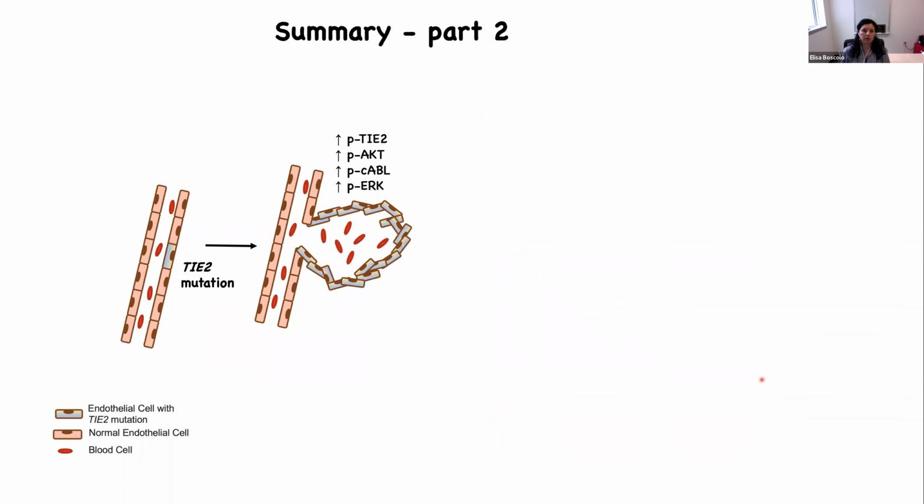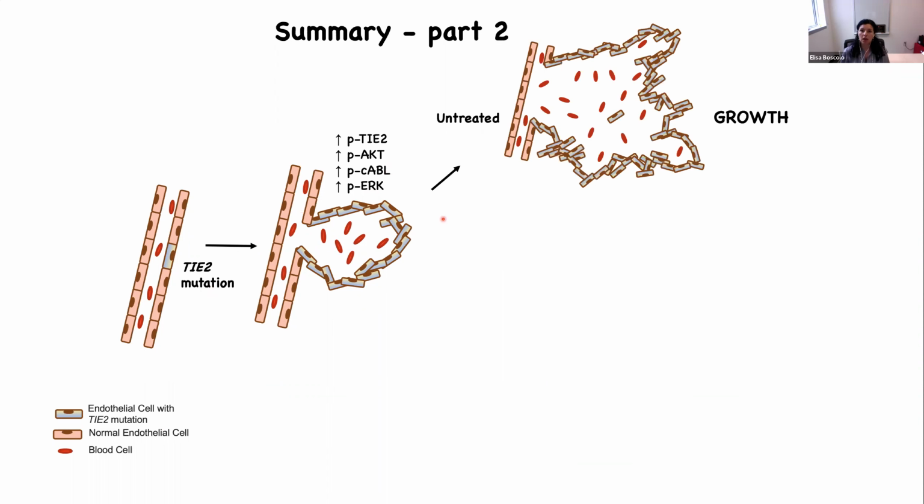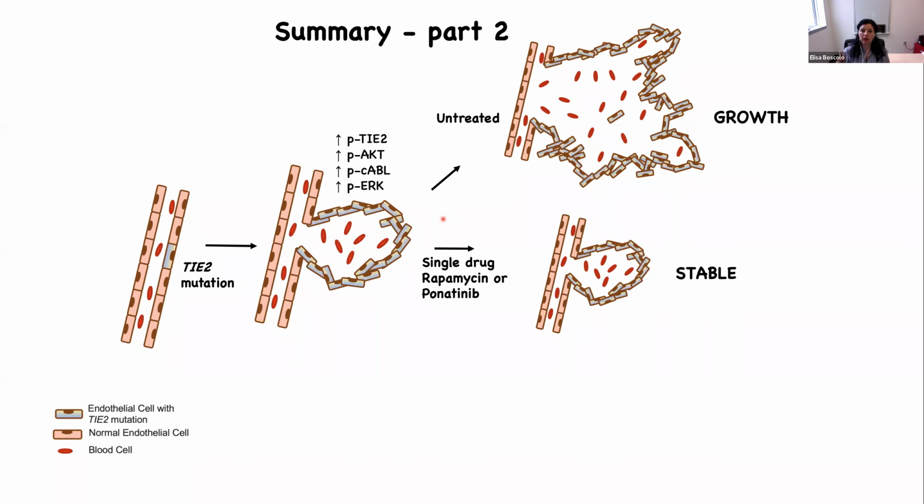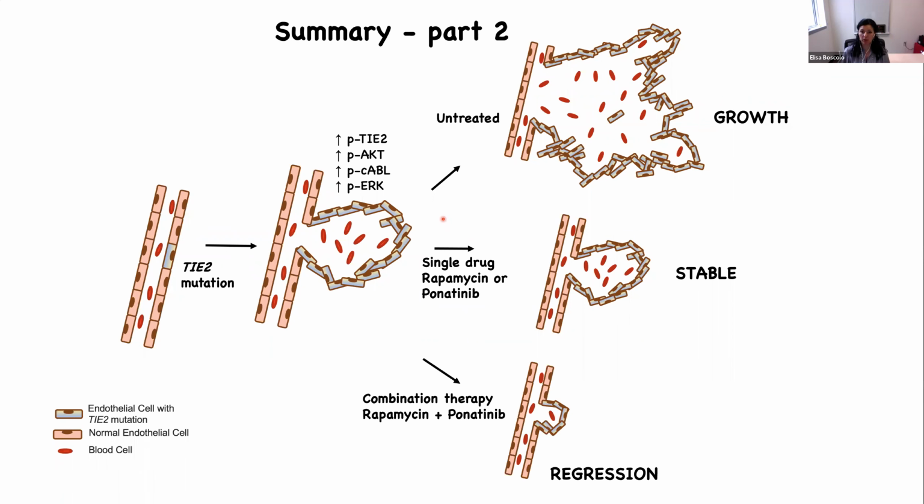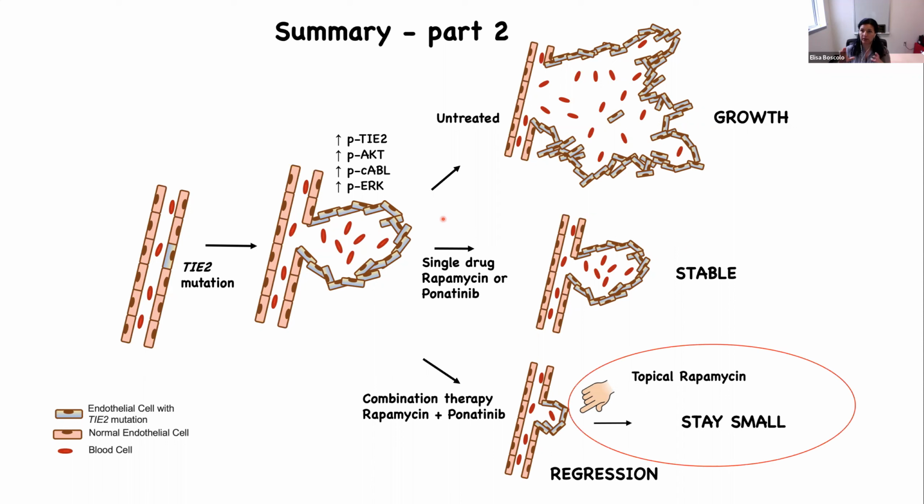In conclusion of this part, I've shown you that the type 2 mutation, the L14F, at least, that we focused on, promotes activation of the type 2 receptor, AKT, phospho-c-ABL, and ERK. If we leave these lesions untreated, they will keep growing. If we treat with a single drug, rapamycin or ponatinib, they remain stable. When we combine ponatinib with rapamycin, we can promote regression. And when we remove the systemic drug combination and keep topical rapamycin, we can let these lesions stay small.